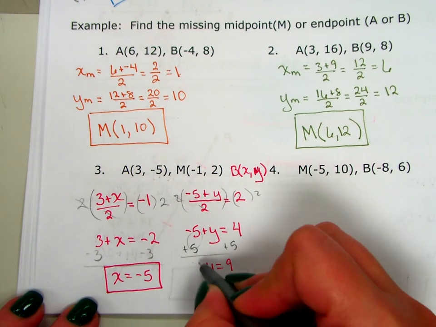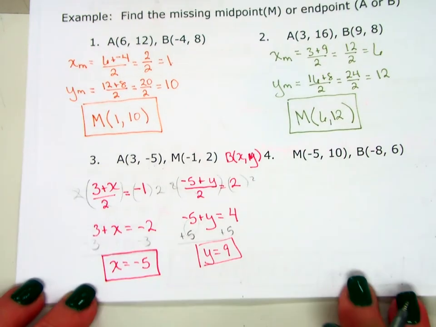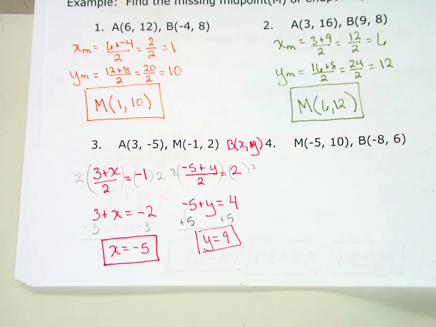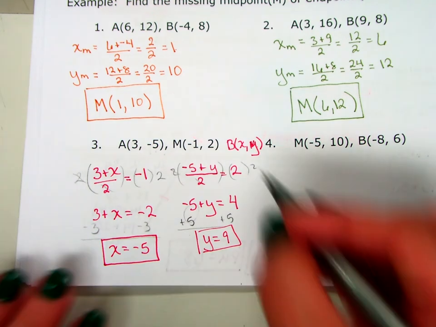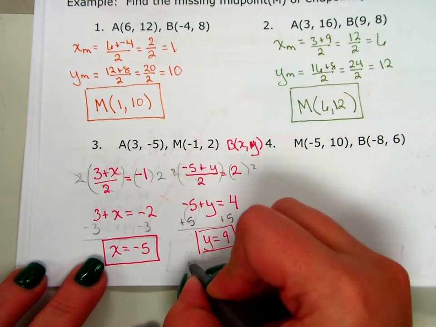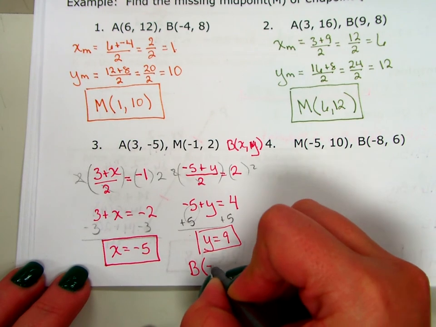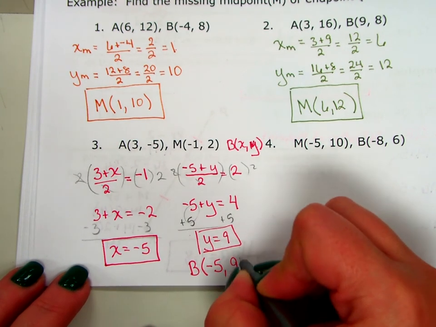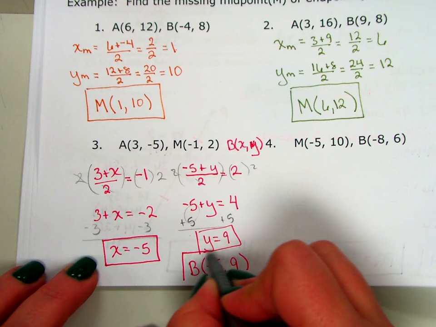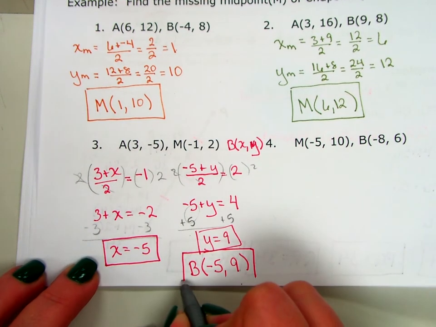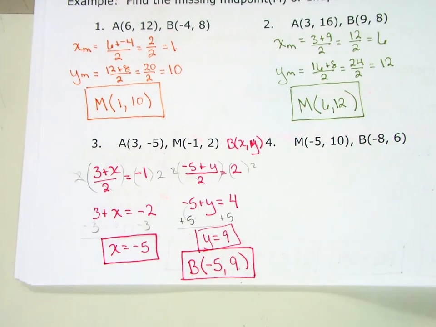Oops, I shouldn't have put a box around that, but since I did, I'll put one around that also. But I should write my answer as a coordinate because it said find the missing midpoint or endpoint. So I'm trying to find a point. And I know I've got A and M, so I know this one's called B. Its x value is negative 5. Its y value is 9. This is what my answer should really look like. This is what I expect your answers to look like on your assessment. It should be written as a point with parentheses and commas. Okay? Alright.